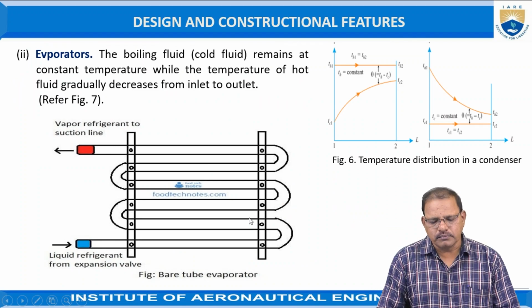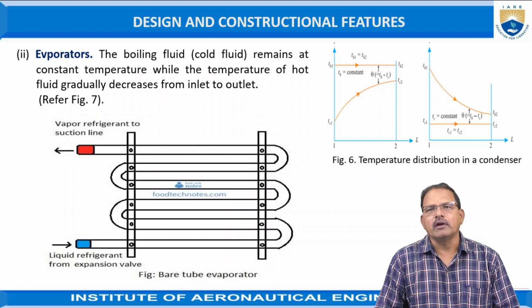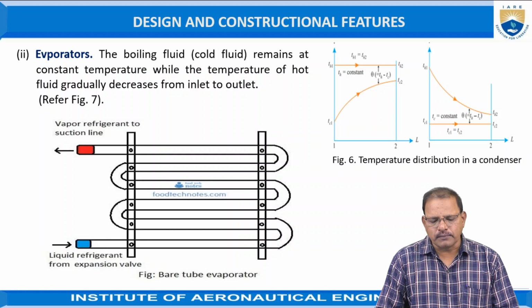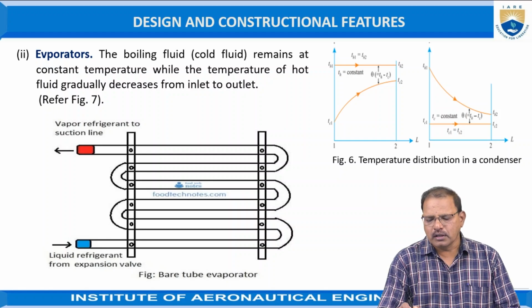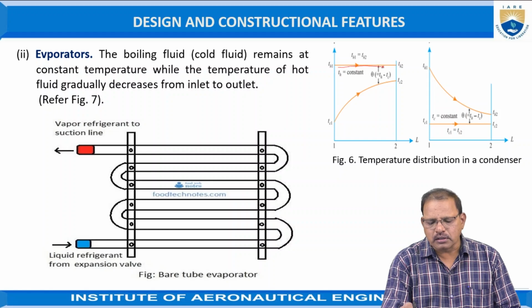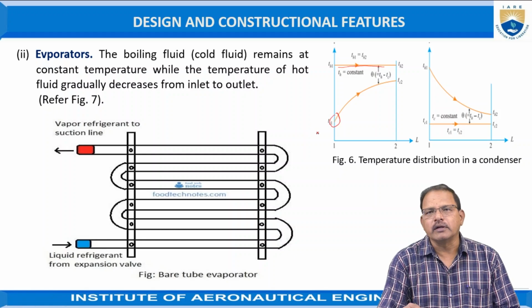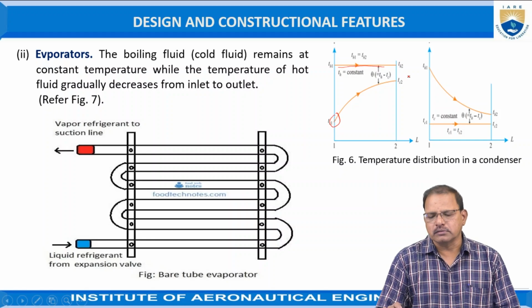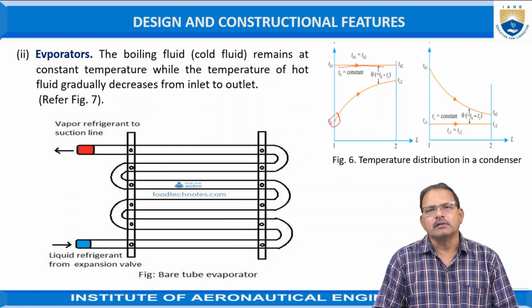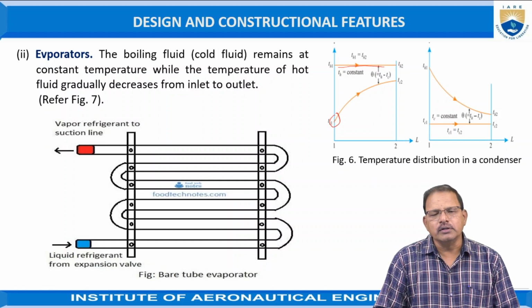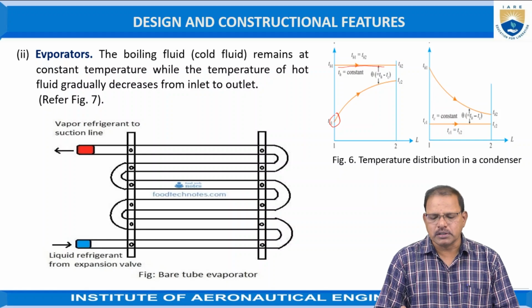In the evaporator, the boiling fluid remains at constant temperature, while the temperature of the hot fluid gradually decreases from the inlet to the outlet. Here, this temperature is constant. The boiling fluid temperature remains constant. For the other fluid, when it is moving, the temperature changes from the inlet to the outlet as it passes through. That is, in the previous case, the condensation process, the temperature of the hot fluid is constant, but the latent heat possessed by that fluid is extracted by the other body, so that its temperature increases.